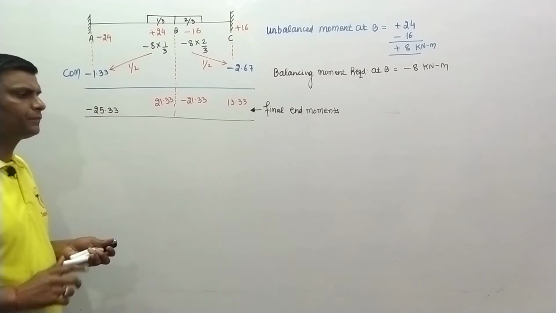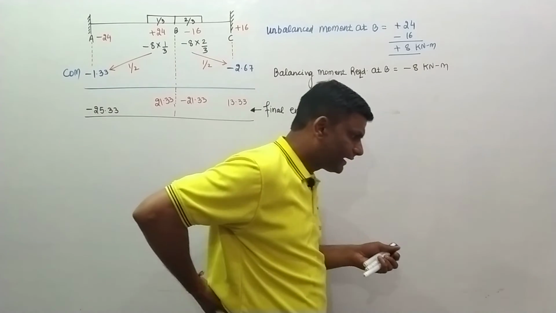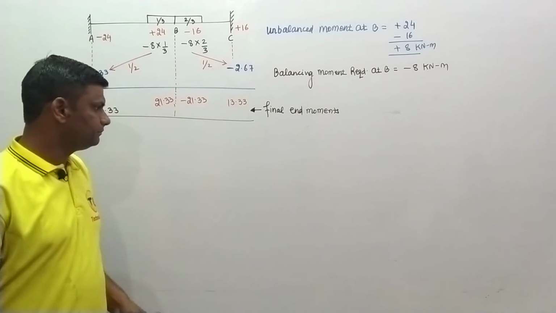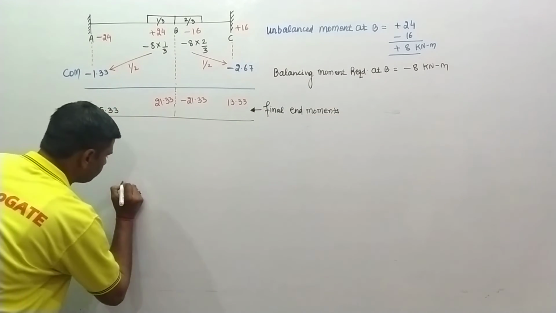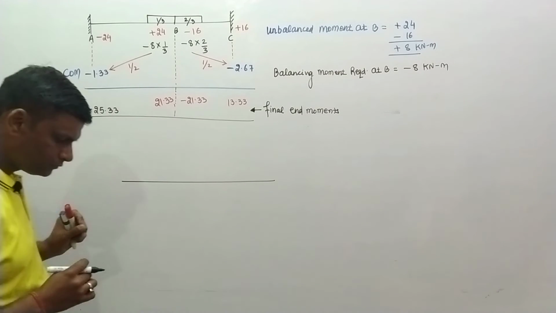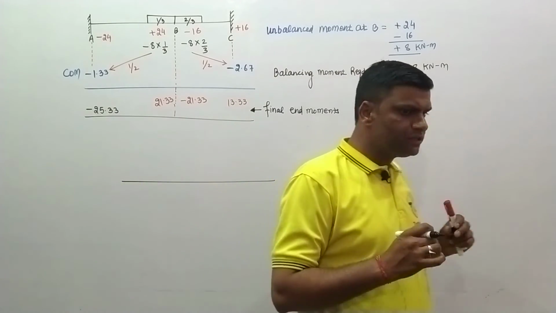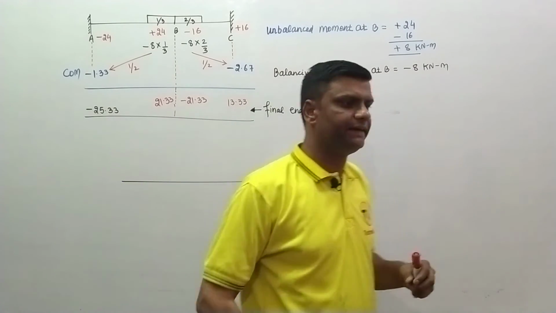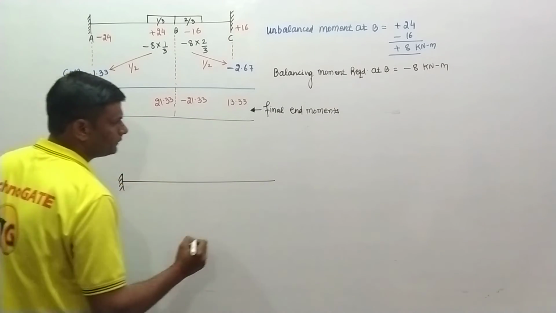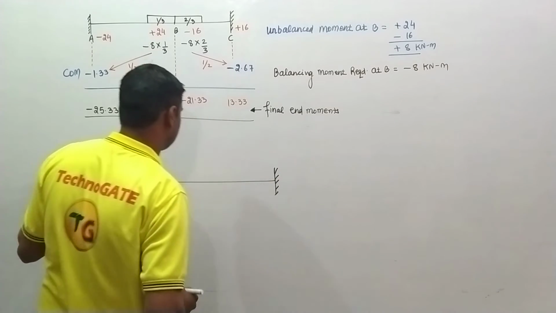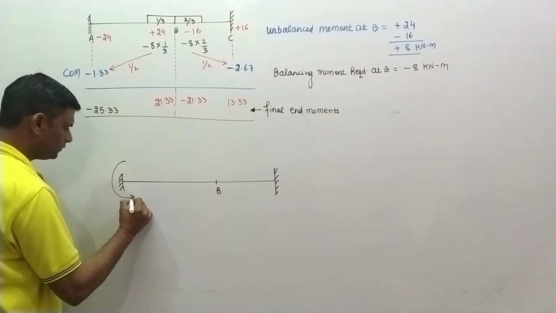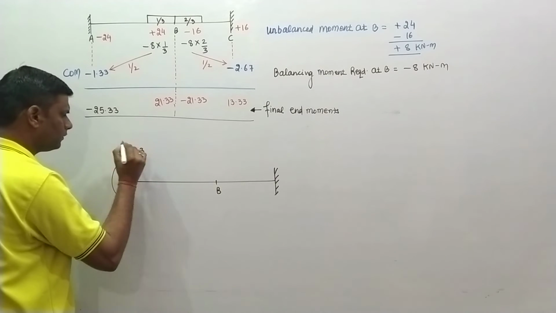Now you can plot these moments on a beam. This is the beam. Negative value means the arrow is striking downward side. Here the B joint is there. Negative value striking downward side.